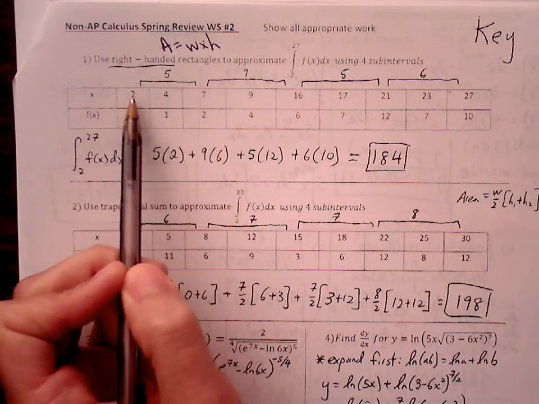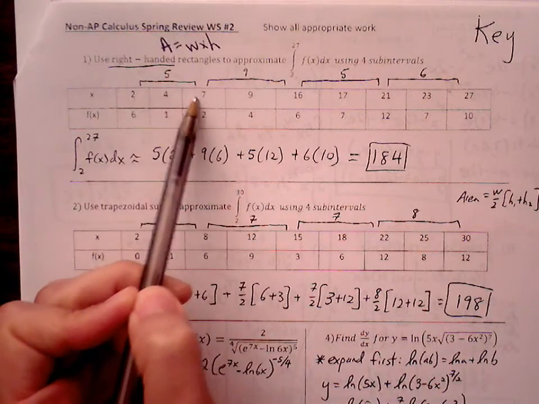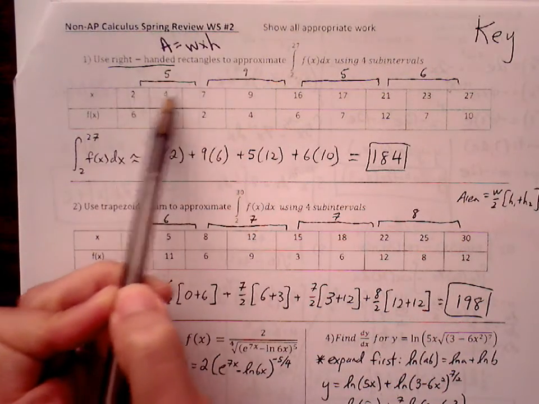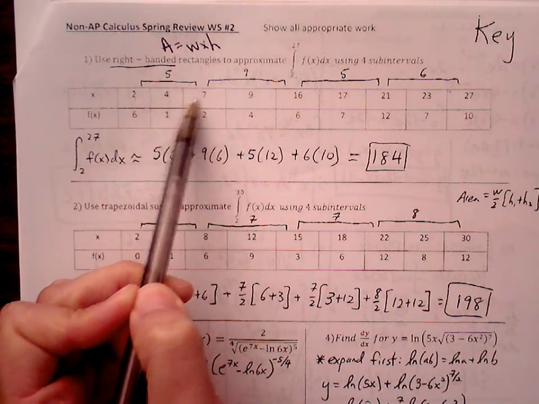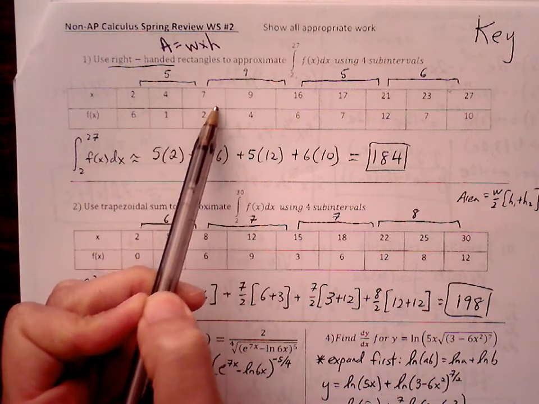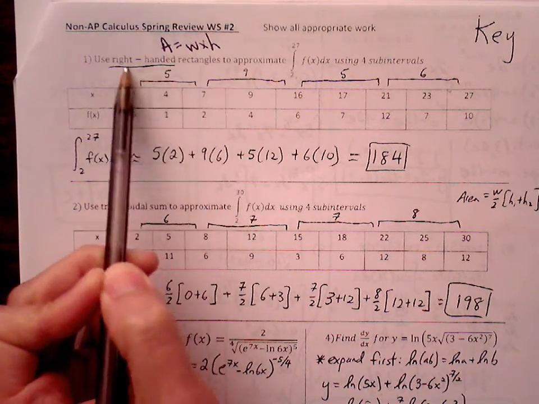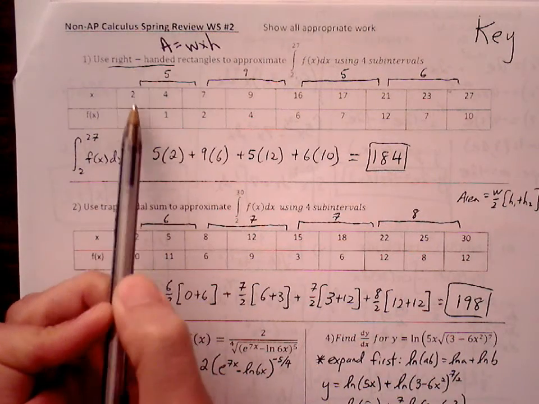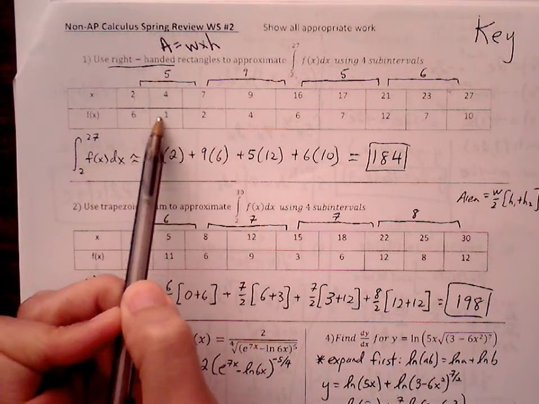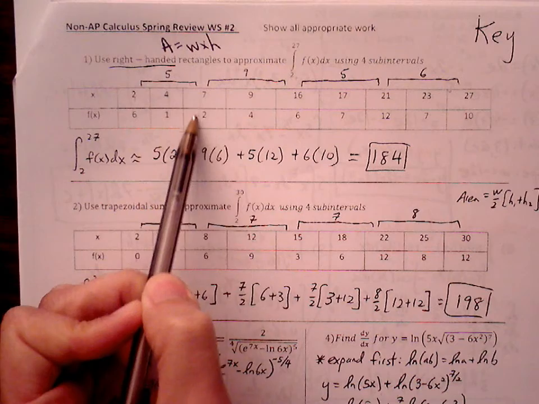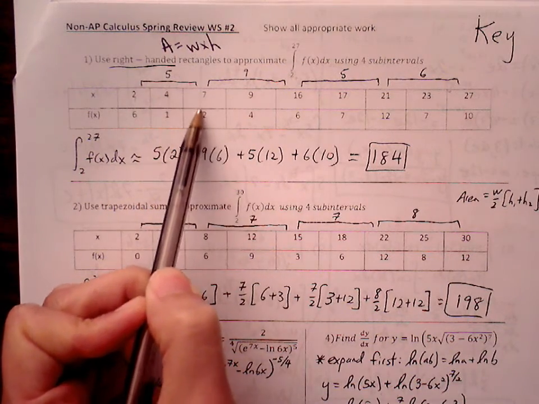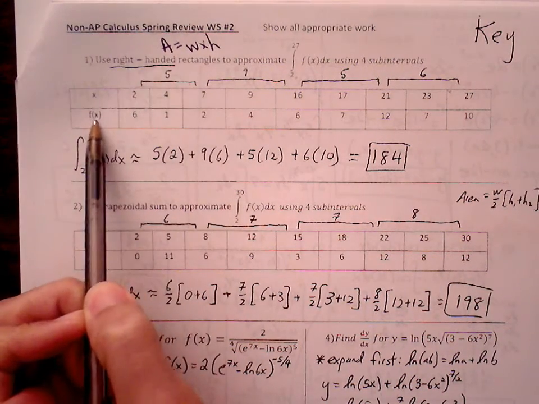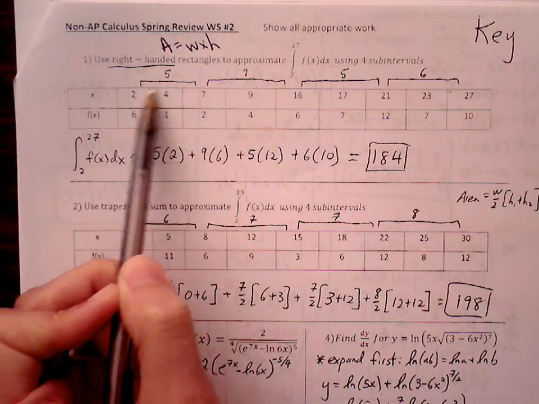Okay. And now, if we just subtract the 2 x values, we're going to get the width. So 7 minus 2 is 5. That's our first rectangle, which has a width of 5. And it says right-handed rectangle, which means that we want to choose the height that's connected to the right endpoint. So the f of x is going to give us information about the height. The x is going to give us information about the width.